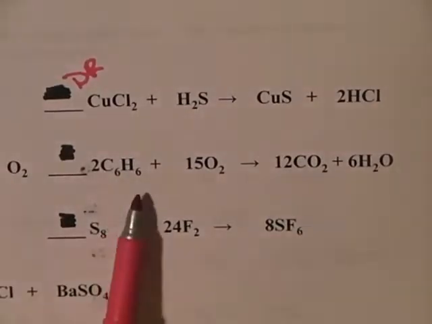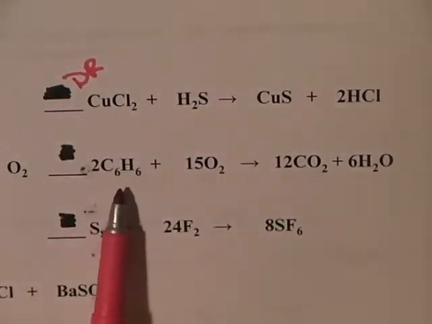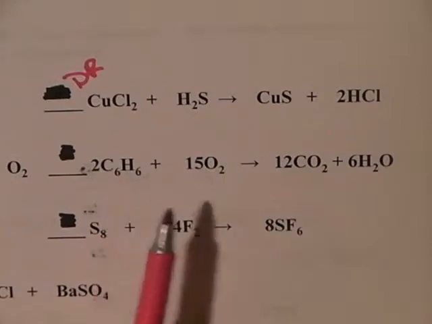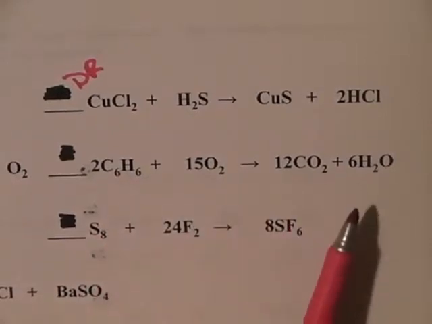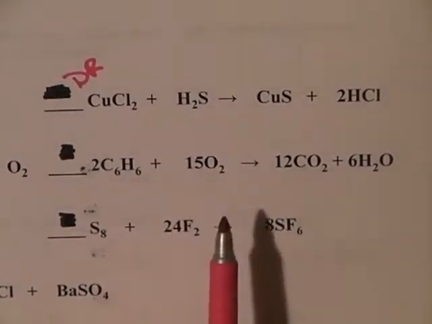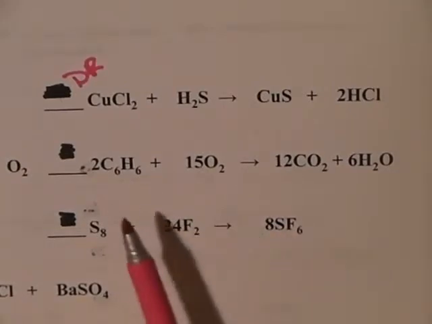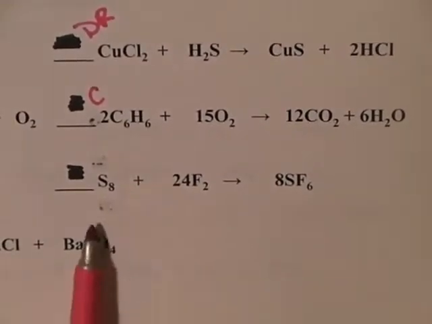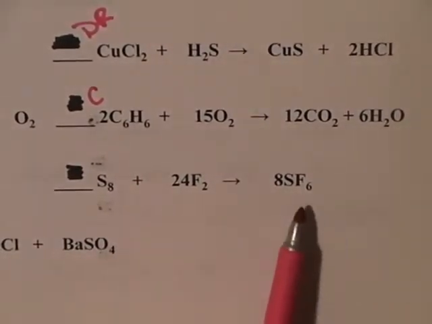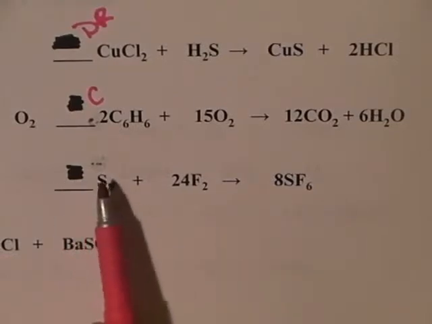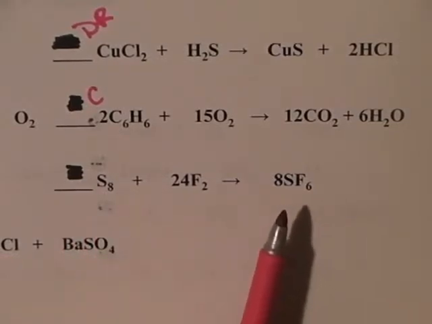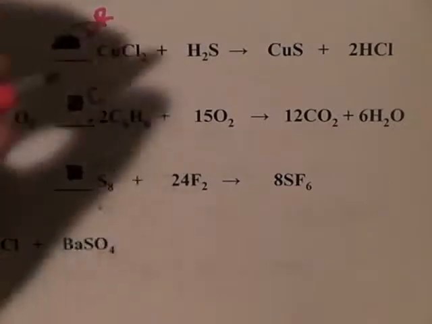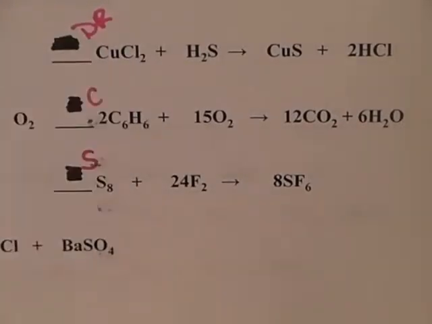Next one, C6H6, hydrocarbon, right, hydrogen and carbon plus oxygen gives CO2 and water. Again, it's already balanced, that's what you know what all those other numbers are. But hydrocarbon, oxygen, carbon dioxide, water is combustion. And the last one, S8 plus F2 makes SF6. So sulfur plus fluorine makes sulfur hexafluoride. Just a simple synthesis reaction.